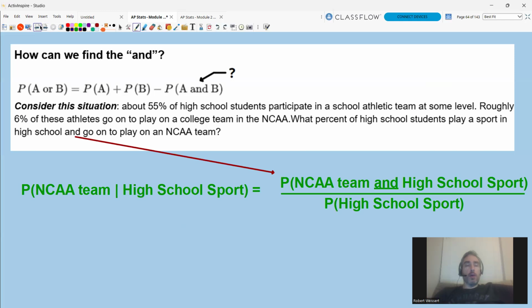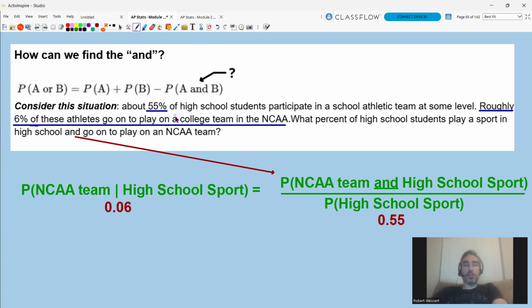So in this scenario, you want to think about the conditional probability rule. The probability of NCAA team given high school sport is the probability of NCAA team and high school sport out of the probability that they're just a high school sport player. Now, we're actually given two of these three things. We're given this 6% here, since it says roughly 6% of these athletes go on to play on a college team in the NCAA, that's what the conditional probability is equal to. So 6% of the high school sport players play in an NCAA team.